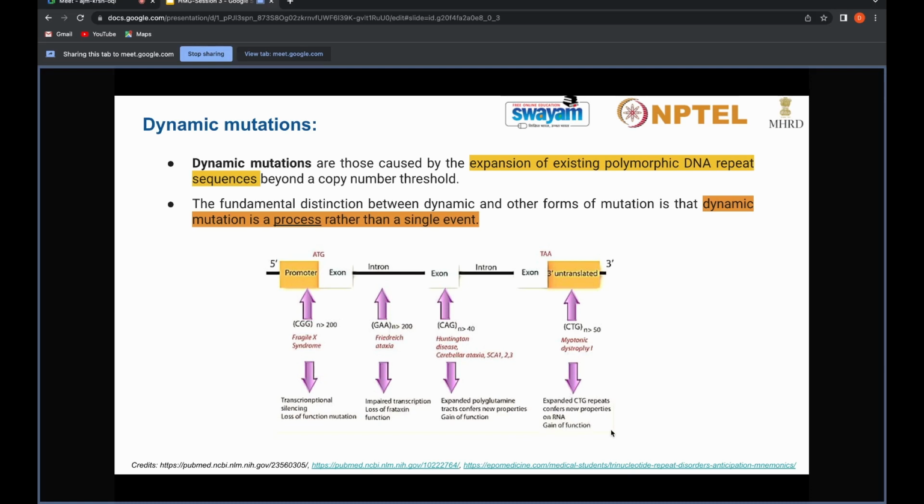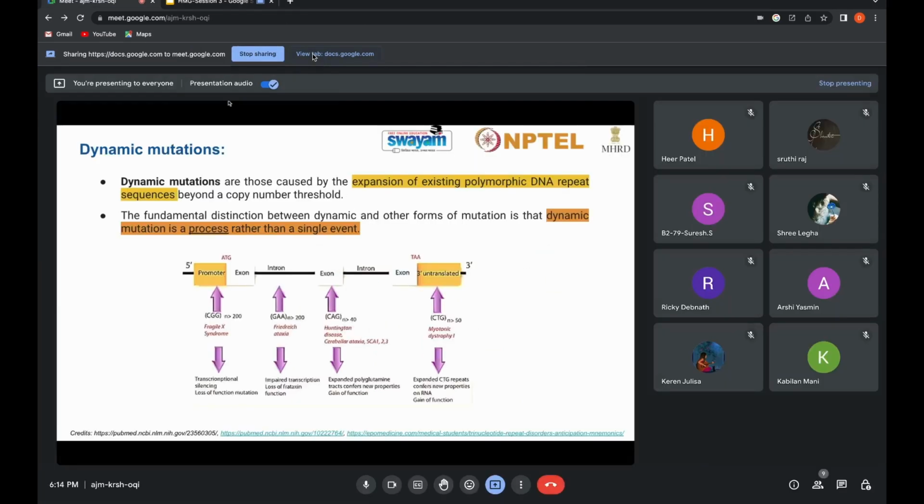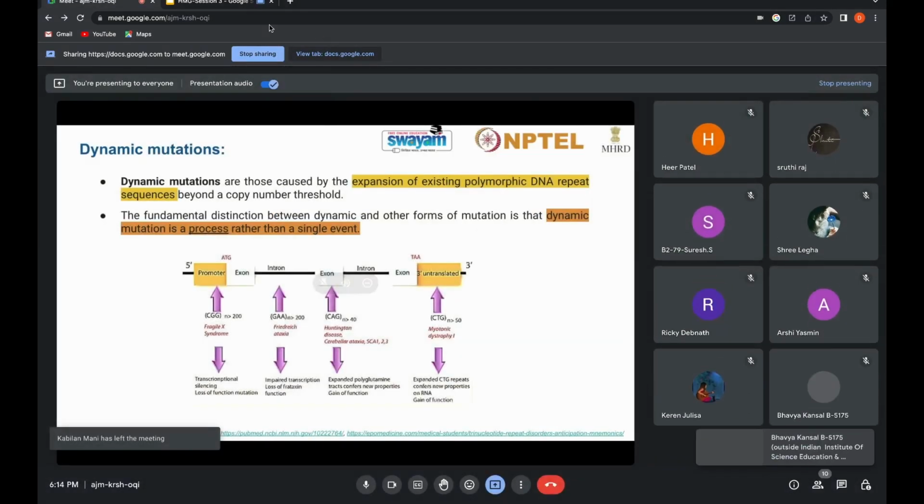So in this, we have seen that dynamic mutations can lead to loss of function as well as gain of function. And they can occur in different regions. It can happen at the promoter or exon or intron or the untranslated regions. So throughout the DNA, it can occur at any region. It is not specific that it will only happen at the exon region, and it will not only affect the protein formation, but it can also affect the transcription as well.